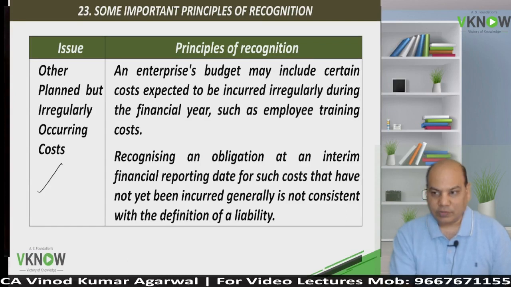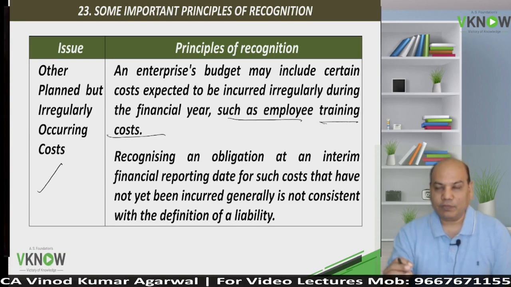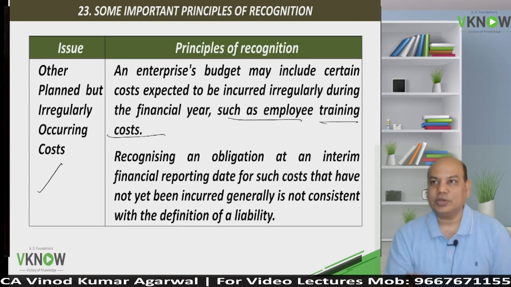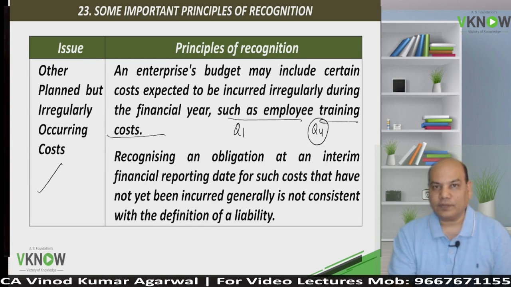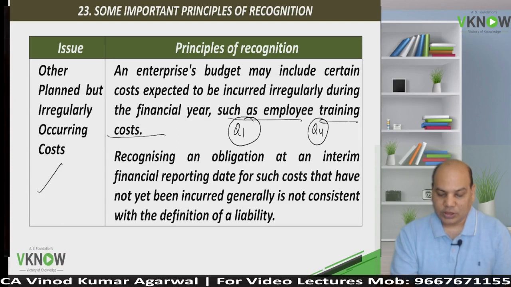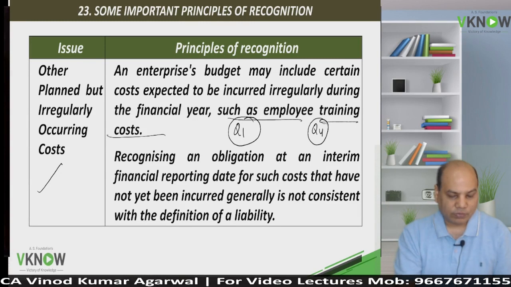This point already covered. Other planned but irregularly occurring cost. Example, training cost. Company wants to incur training cost in future. Company is in quarter 1. They want to provide training to employees in quarter 4, which will result into heavy expense. Should they make provision in the earlier quarter? The answer is no, because there is no present obligation and there is no past event. So do not recognize provision.